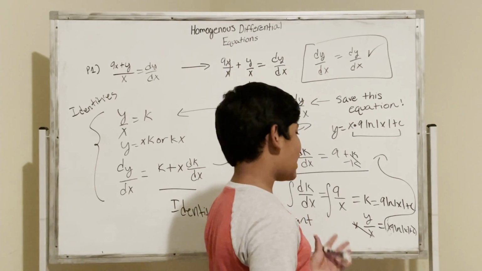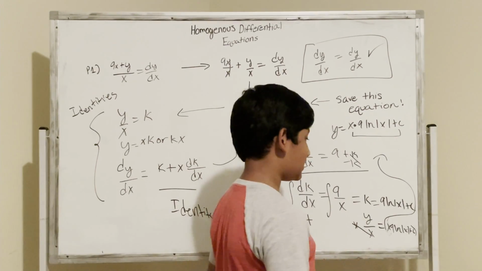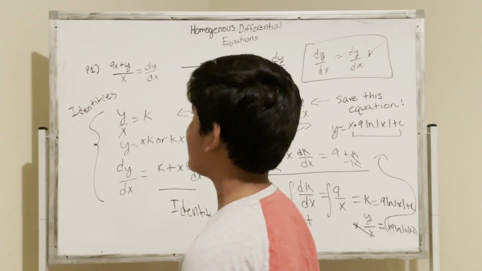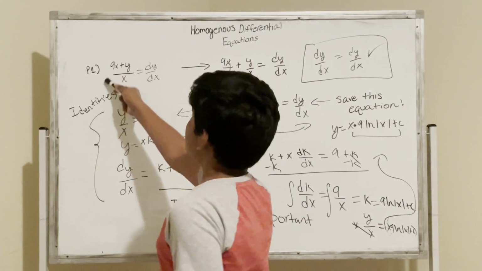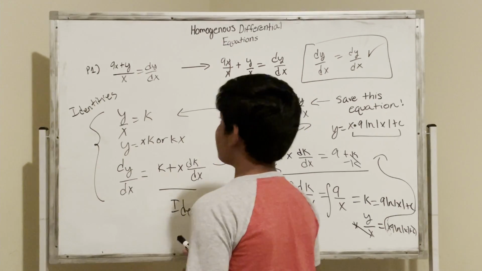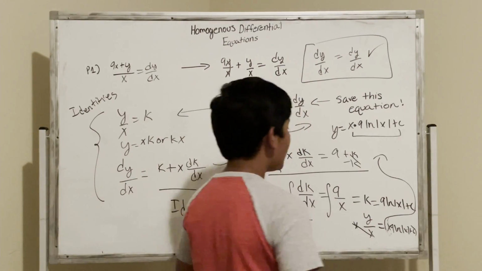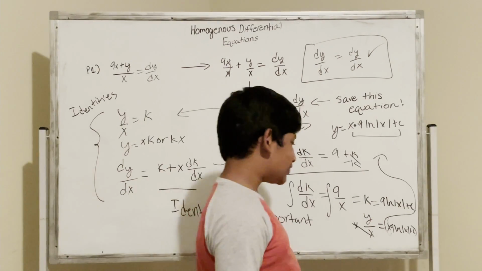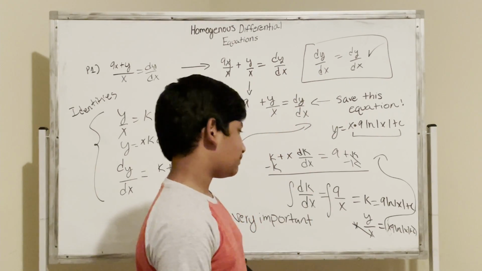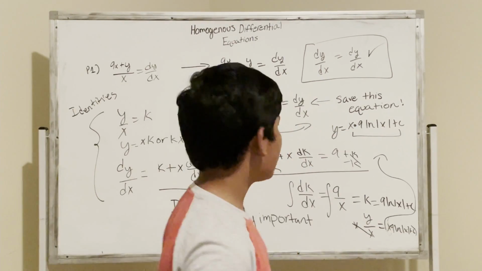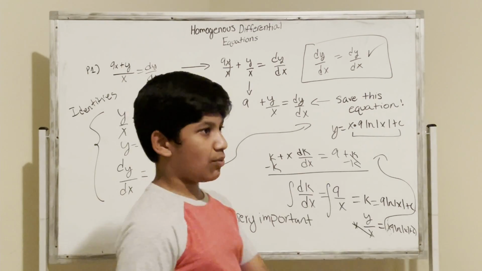And some people might just write k is equal to 9 ln of x plus c. And when people look at your work, they're going to be like, where did the k come from? There's no k in this expression. So we have to make it in terms of y. So k is equal to y over x, then we multiply by x, and we got our answer. So this essentially is how we solve a homogeneous differential equation.